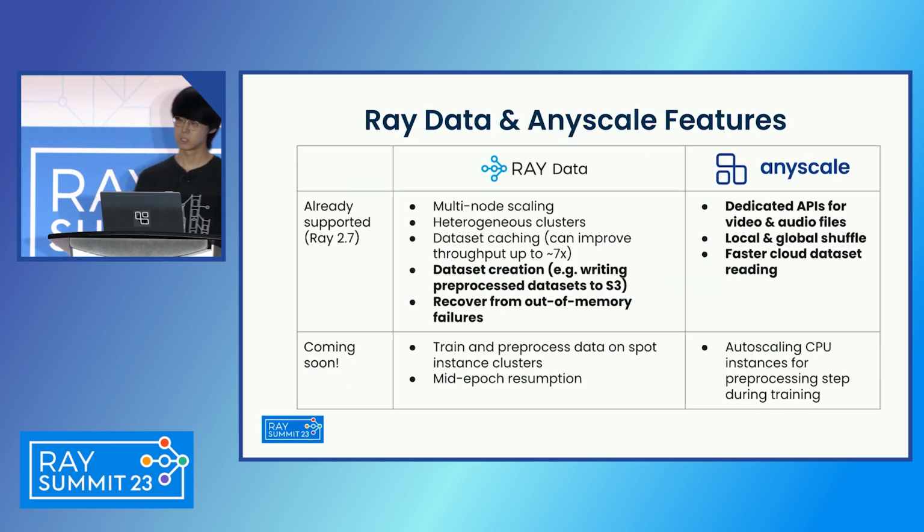Finally, I wanted to go over some of the key features related to machine learning that are on Ray Data and Anyscale. Just to highlight some of the features that we haven't discussed yet, we have the ability to save a data set that's already in memory. For example, you may want to process some data and then save that into a different format. Another benefit is the ability to recover from out-of-memory failures. And on the Anyscale side, we have dedicated APIs for video and audio files, which are becoming more and more relevant today, as well as support for local and global shuffle, and faster reads from data stored on cloud.